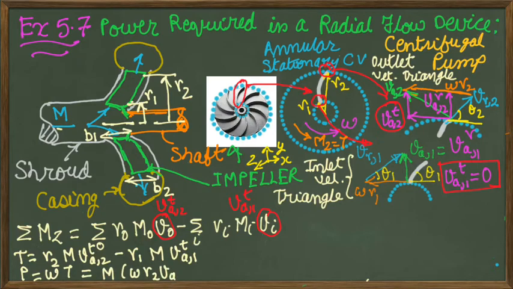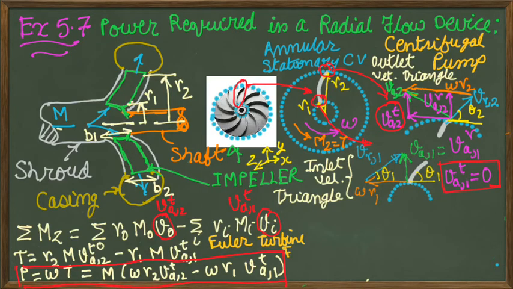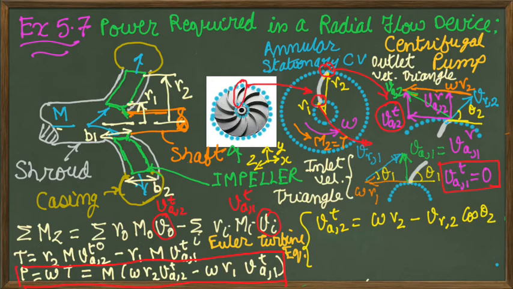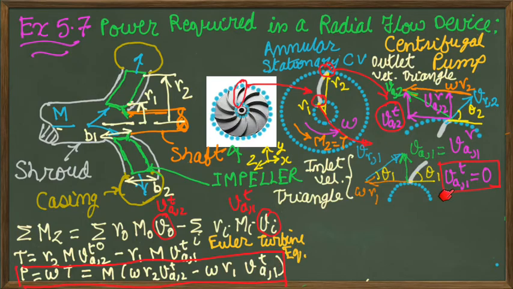Finally, we obtain the power by multiplying the torque with the angular velocity. You can take m common from both, and you get m times omega R2 Va2t minus omega R1 Va1t. This is called the Euler turbine equation. Note that here Va1t is equal to 0, whereas Va2t we have to obtain from the outlet velocity triangle.